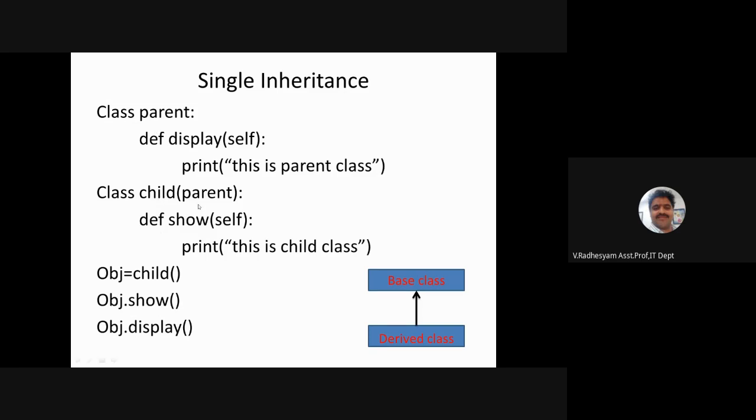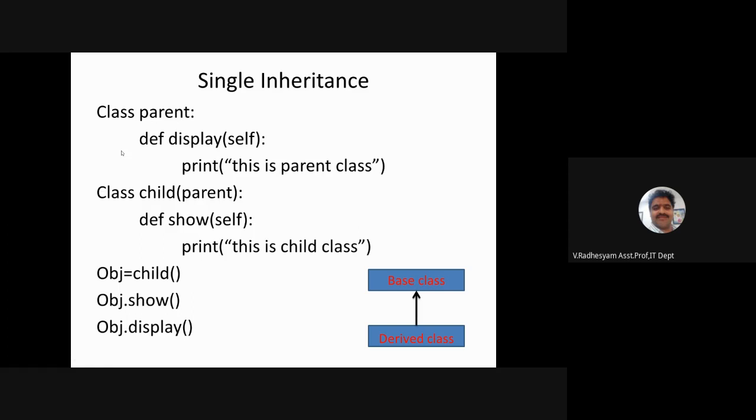We can remember this based on this type of syntax: the keyword class, after that the class name, and after that inside the bracket you write the parent class. Here parent is not a reserved word; we can use any word we want. Here also child is not a reserved word; you can use any word you want. But class is a reserved word. So this is a simple inheritance or single inheritance.